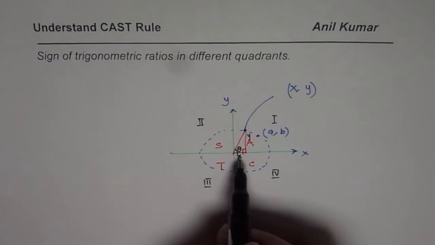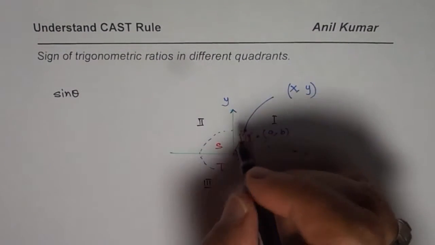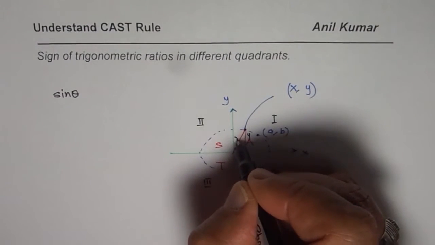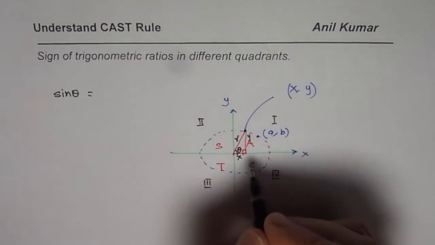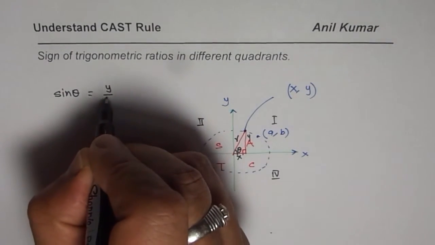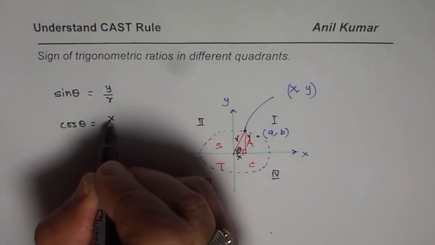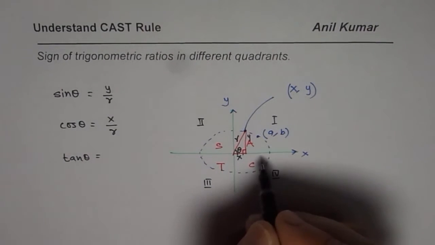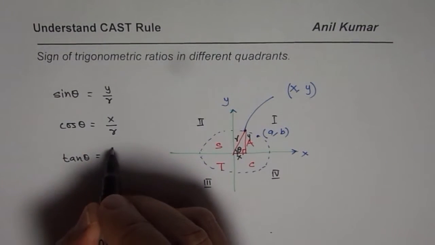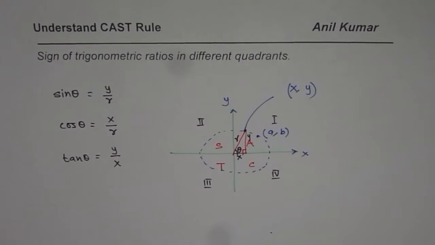So what is sine theta equal to? Let us say this circle has a radius of r. Sine theta will be opposite over r, which is y over r. Cosine theta will be the adjacent value, x over r. And tan theta will be the ratio of the opposite side over the adjacent side, that is y over x. So that is how sine theta, cosine theta and tan theta are defined.